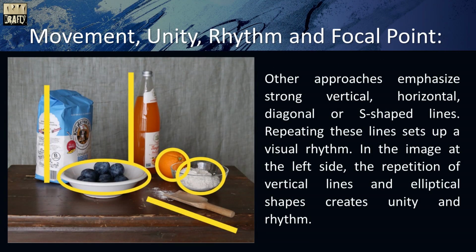Other approaches emphasize strong vertical, horizontal, diagonal, or S-shaped lines. Repeating these lines sets up a visual rhythm. In the image at the left side, the repetition of the vertical lines and elliptical shapes creates unity and rhythm.